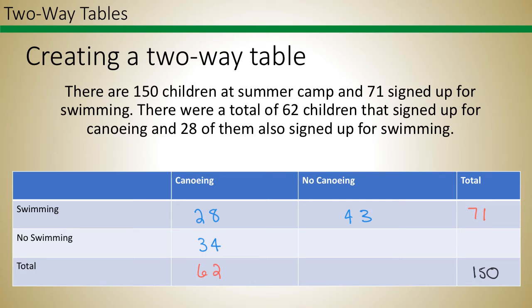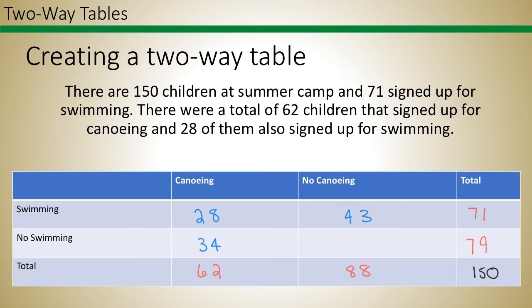Okay. And then the next thing we actually need to find is the total students who did not canoe and the total of students who did not swim. So there we do 150 minus 62, and that's going to be 88 students. Okay. And then right here, we would do 150 minus 71. That is going to be 79.